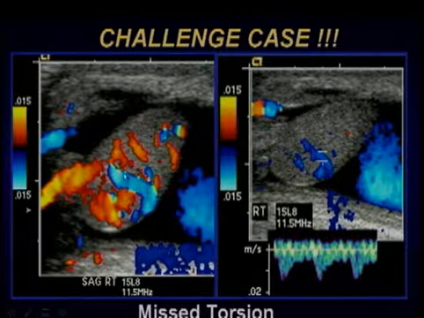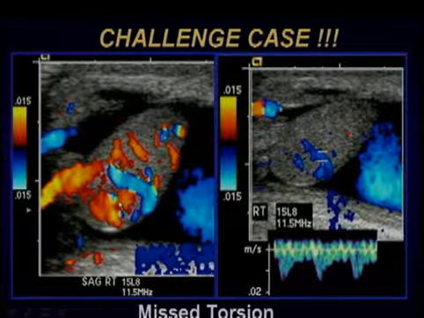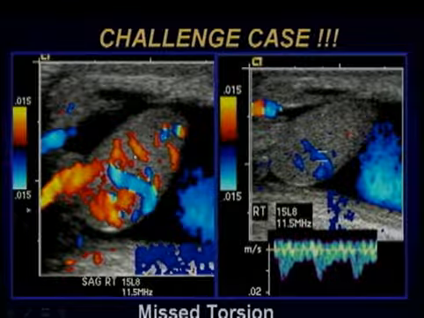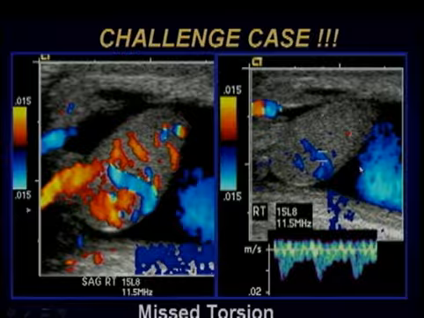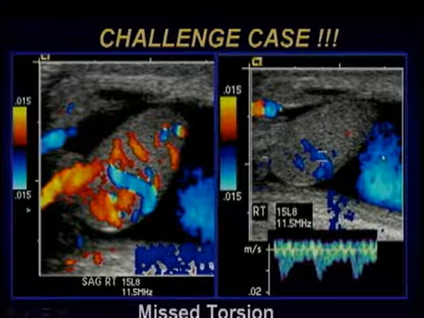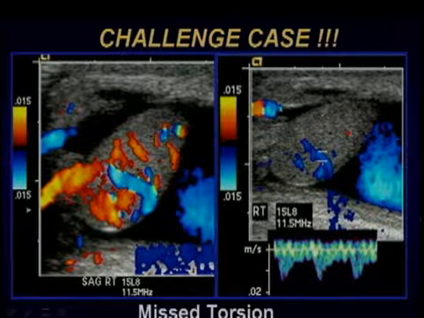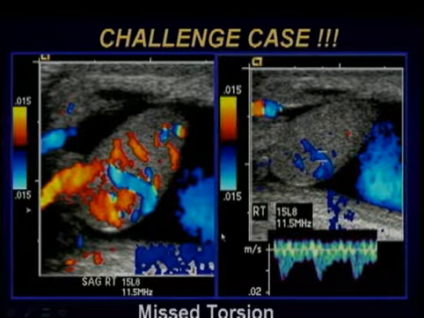What do you do when there is a missed torsion or a detorsion? You get on the phone immediately and you call the physician who's taking care of this baby, because this baby needs to go to the OR right now, because we've already known that the other testicle was infarcted. If he torsed this testis and lost this testis on day 1 of life, he would have no testicular function, and that was what was proven at surgery.